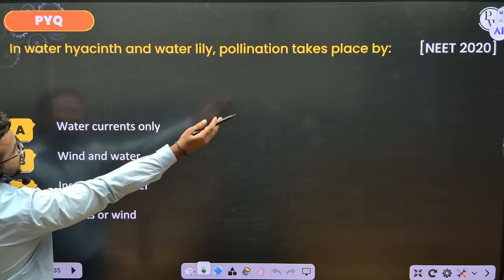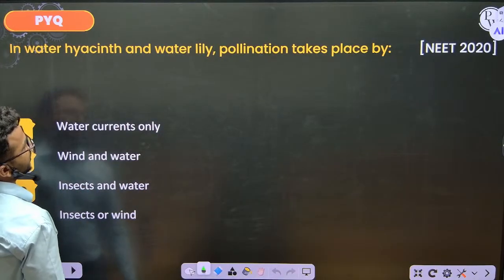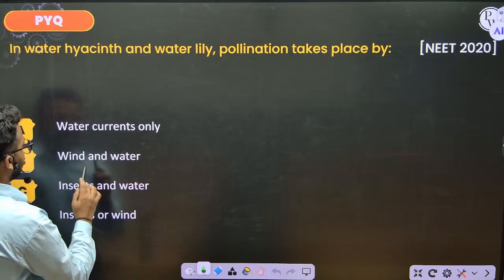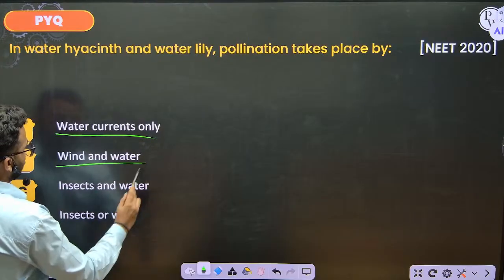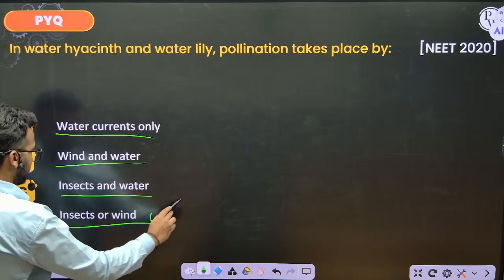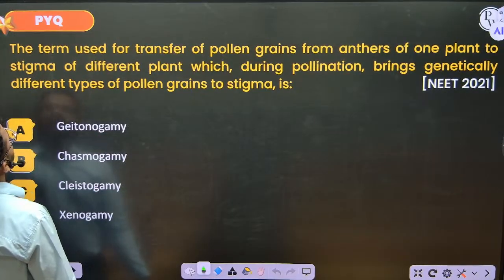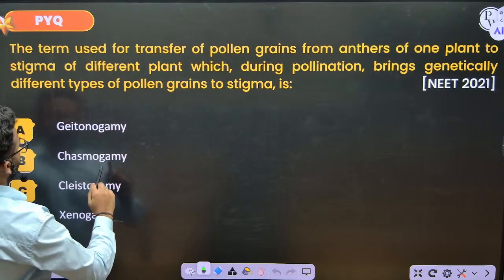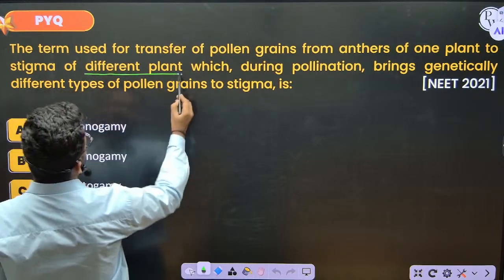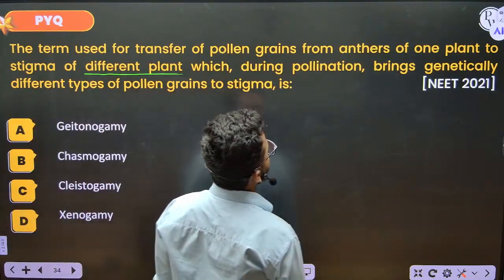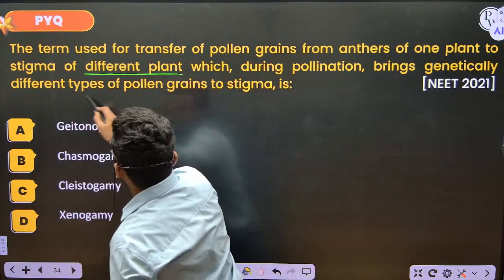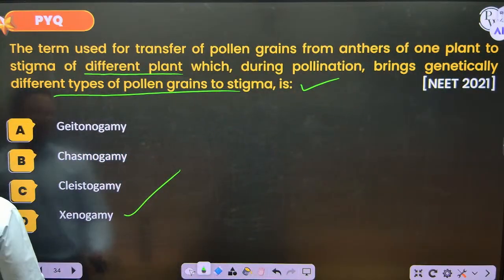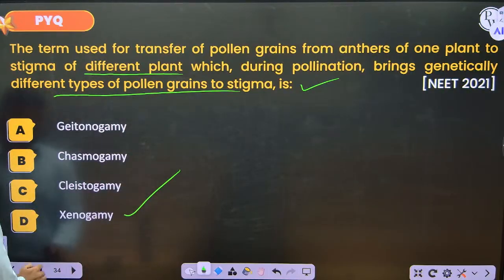The option 1 will be the answer here. Water hyacinth, again, see, you can see in the 2020 NEET again. Water hyacinth and water lily are pollinated by water currents only? Wind and water, insect and water, insect and wind, so option D. The term used for transfer of pollen grains from anther of one plant to the stigma of a different plant, which during pollination brings genetically different type of pollen grains to the stigma, then it is xenogamy, cross pollination. Different plant of the same species.